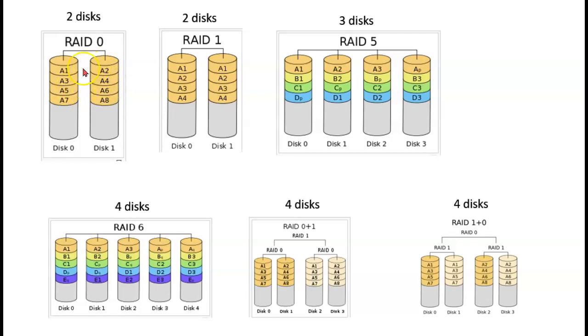Now, the problem with this is if a disk goes out, we lose all of our data. We don't have any redundancy. RAID 1 gives us redundancy. I write everything to 1 disk and then everything to another disk.